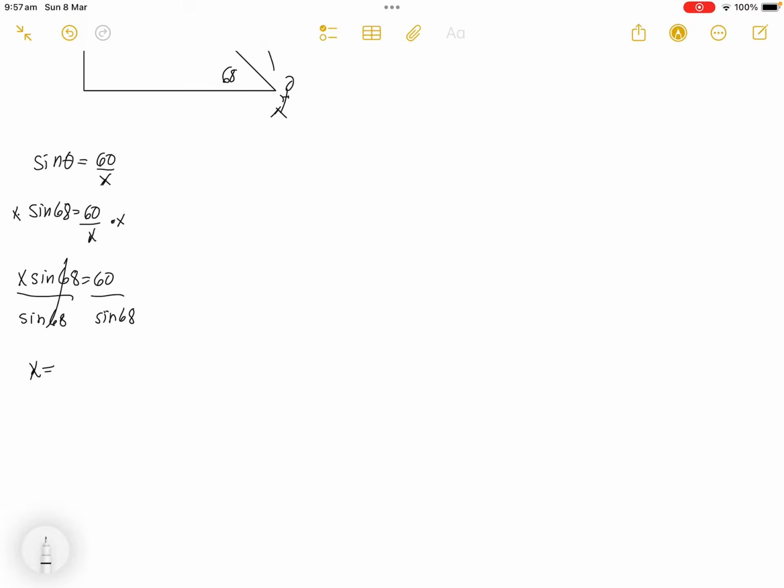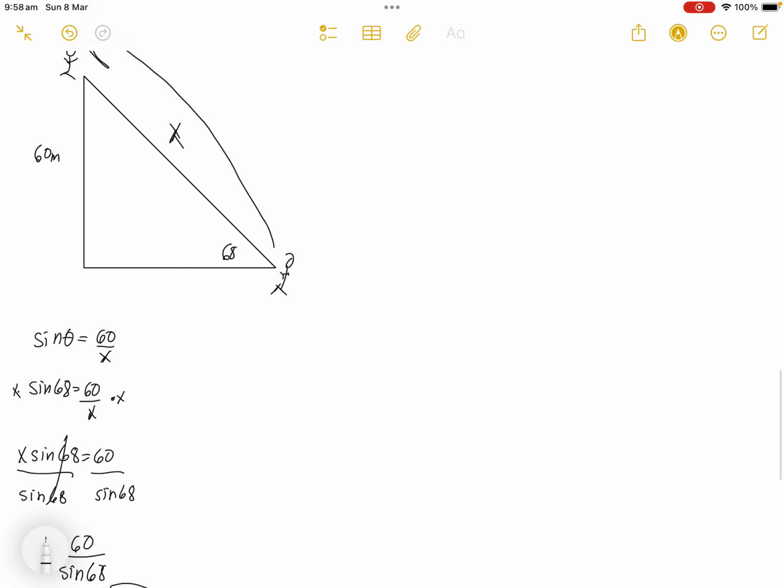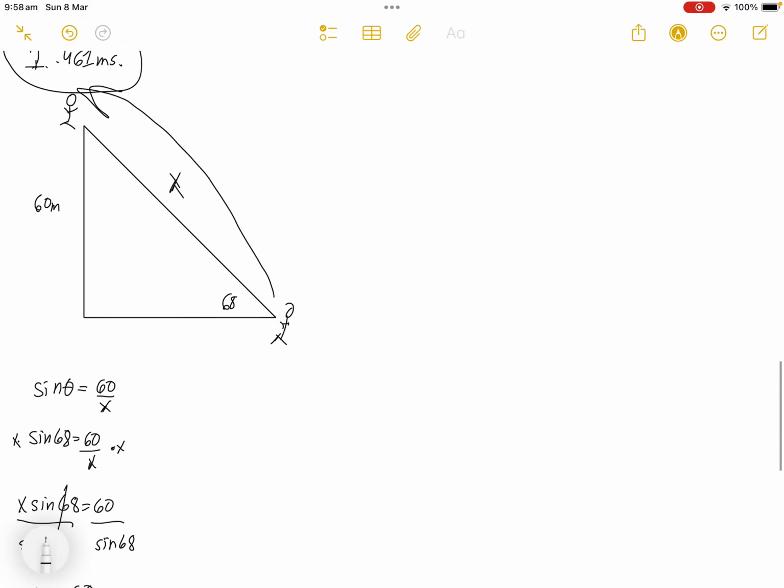So x equals 60 over sine of 68, and that's going to give you a final answer of 160.168 meters, and that is the distance between the first perspective and the boy.